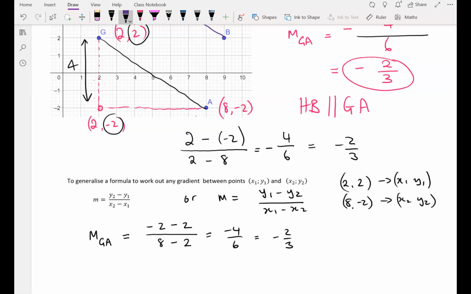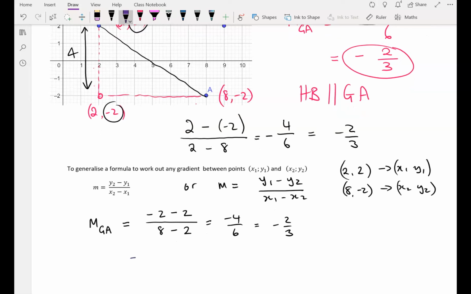Had I gone about it the other way around, had I started, instead of starting with the point x2, y2, if I'd started with the point x1, y1, then I'd have said 2 minus minus 2 over 2 minus 8. Now I come up with a positive 4 on the top, but I come up with a negative 6 on the bottom, so I still end up with that negative fraction of 2/3. It works both ways. And that basically is how we go about getting the gradient of a line.